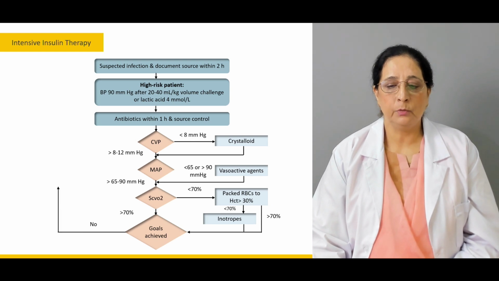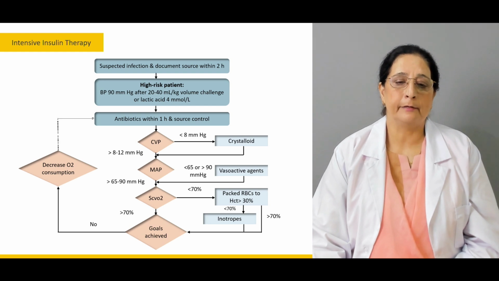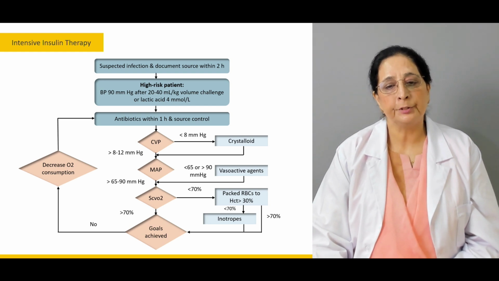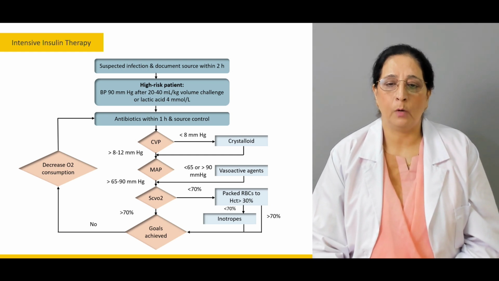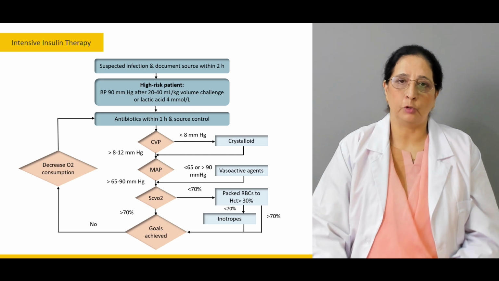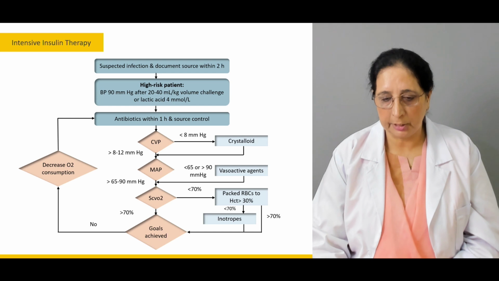If the goals are not achieved with all these medicines, and there is decreased oxygen consumption, then we should give antibiotics again within 1 hour and source control. So it's a cycle. If the goal is not achieved, we should continue the treatment.